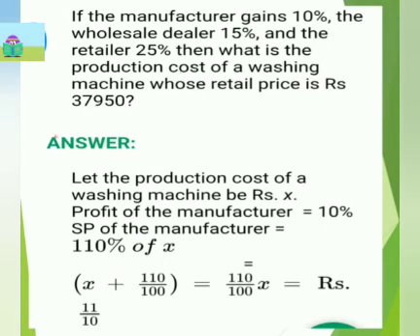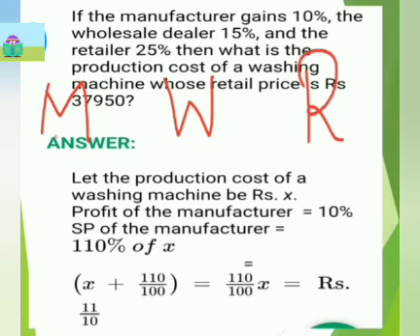Now the next question is, if the manufacturer gains 10%, the wholesaler dealer gains 15% and the retailer is gaining 25%, then what is the production cost of a washing machine whose retail price is given to you, rupees 37,950? So as you know, there is a chain between the manufacturer, the wholesaler and the retailer. So manufacturer, in between the wholesaler is there, and then the retailer, and from the retailer the customers are purchasing.